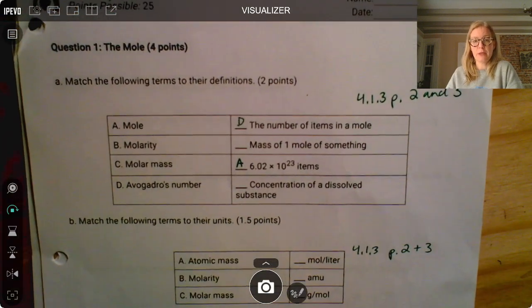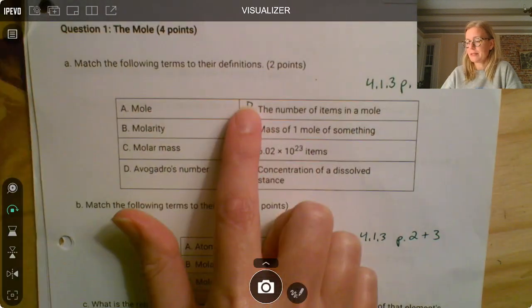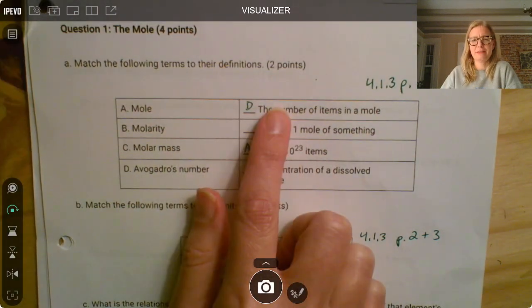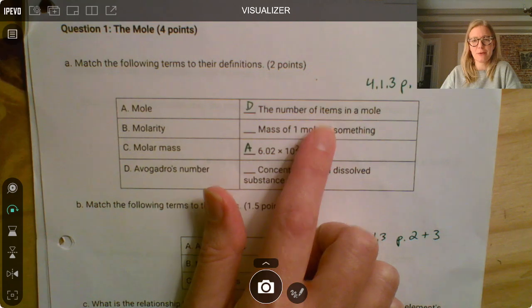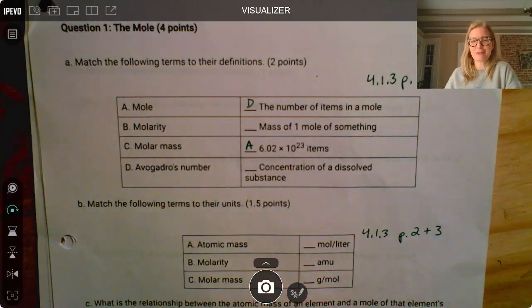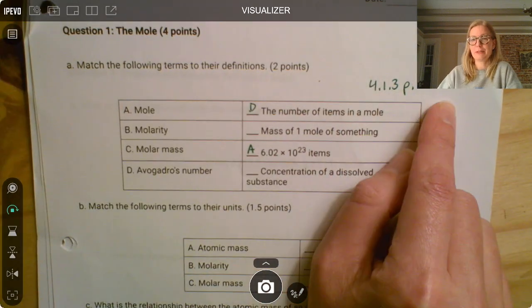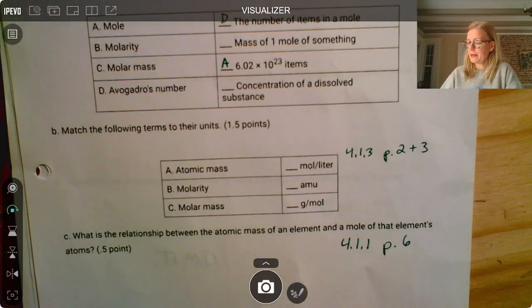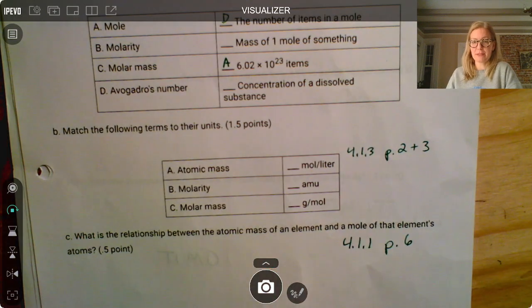So for question one, I gave you these answers just because there's no way to even tell the difference. The number of items in a mole, Avogadro's number, they're all the same thing. So you just have to figure out the other two. And you can look at 4.1.3 pages 2 and 3. And same thing for this, same part of the text. And then for C, 4.1.1, page 6.